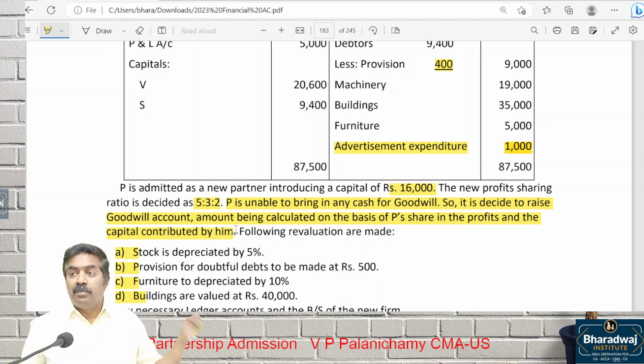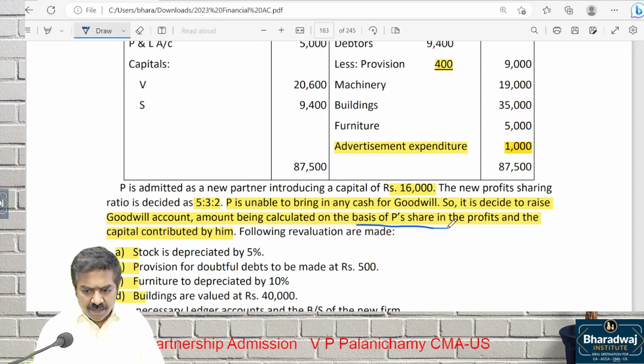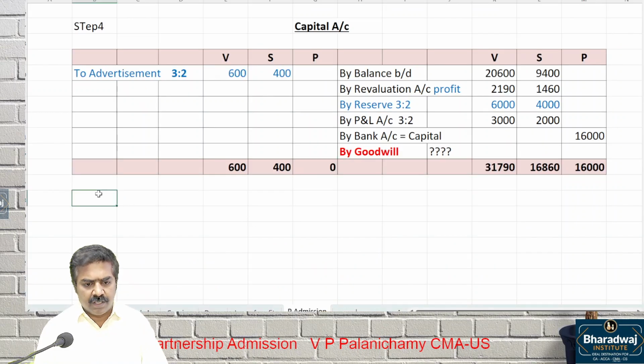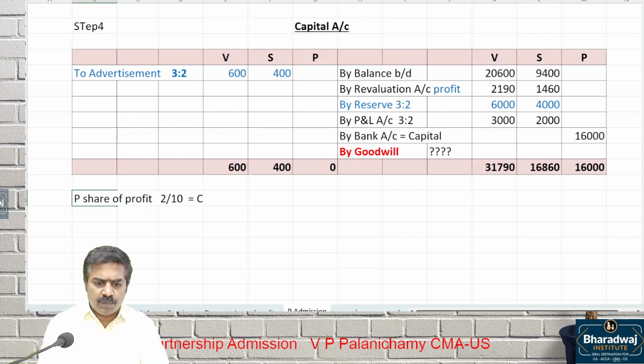Look at this. P is unable to bring cash. We want to raise the goodwill account. How to calculate the amount? On the basis of P's share of profit and capital contributed by him. Pay attention here. Now listen. What is P's share of profit? 2 by 10. New share is 2 by 10. What is the capital brought in by the partner? 16,000. So based on P's share of profit, 2 by 10, 16,000.